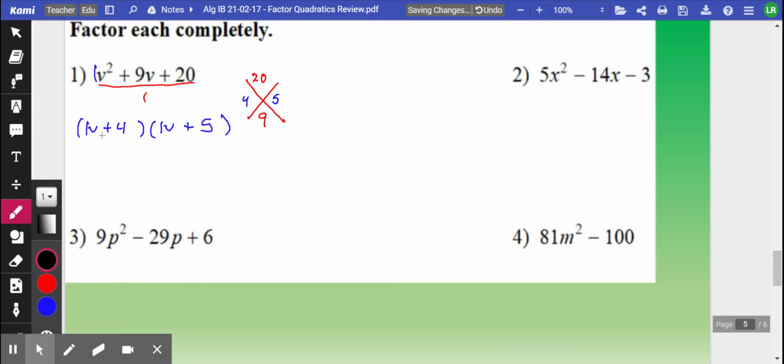Okay, put your tires down, divide out a 1, divide out a 1, and that should work because 1 times 1 is 1. And I have my answer. This would be v plus 4 times v plus 5. Reminder, as long as you have these two binomials, you have the correct answer. Okay. Number 2.